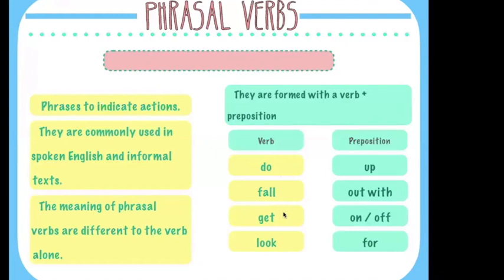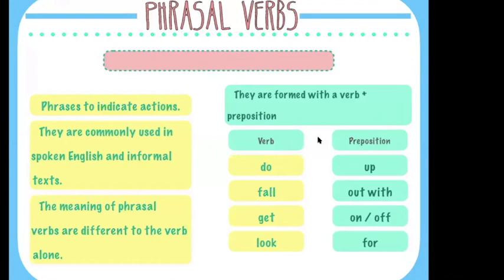What's the meaning of the verb to get, Nicolás? Entrar. Get has a lot of meanings. Entrar is one of them, or for example, conseguir. And what about the verb to look? What's the meaning, Irene? Mirar.